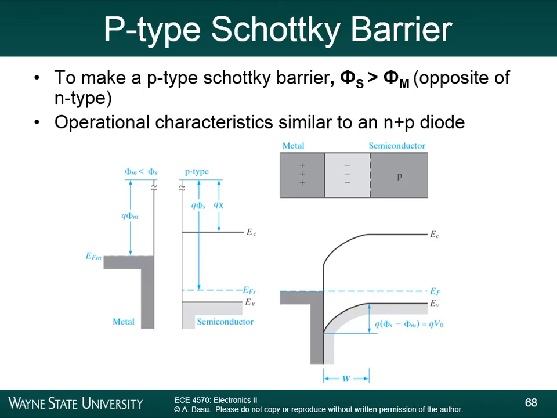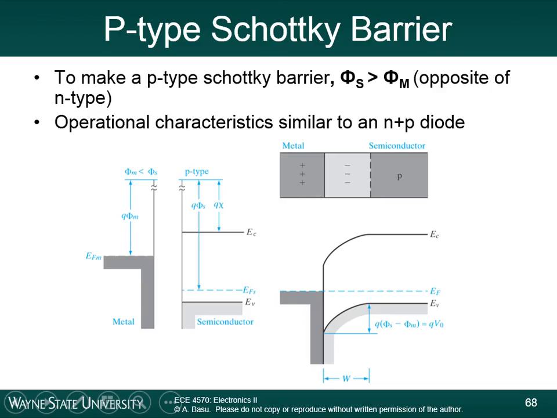Now you can also make a Schottky barrier with a p-type semiconductor combined with a metal, if the semiconductor work function is greater than the metal work function. Okay, so it's the opposite condition as compared to the n-type semiconductor. If the work function of the p-type semiconductor is greater than the work function of the metal, then the band diagram will look something like this.